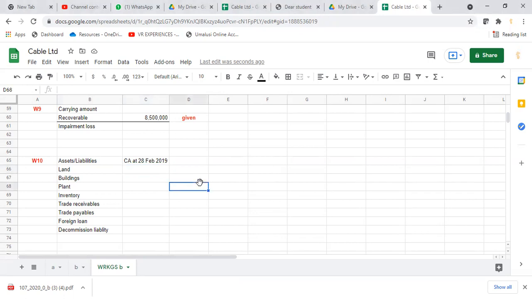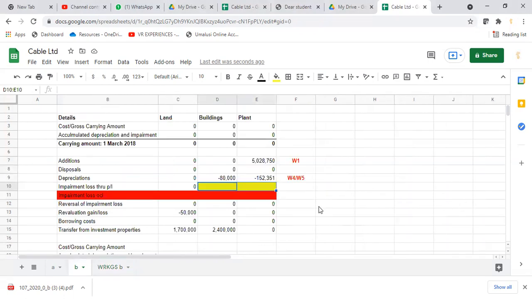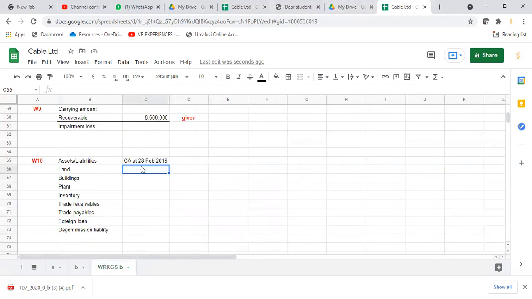Okay, so now we're going to put in land. Land we take from part B, which is 1650. Buildings is going to be 2320. So land 1650 and buildings 2320 are coming from our actual answer.